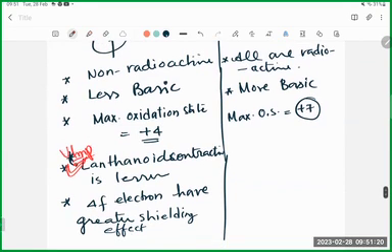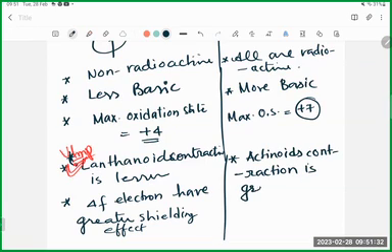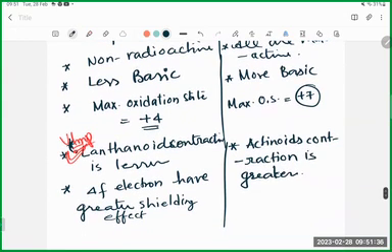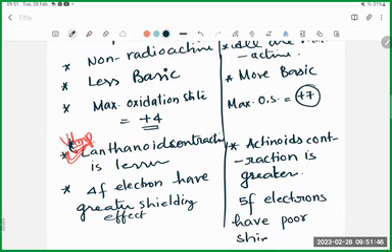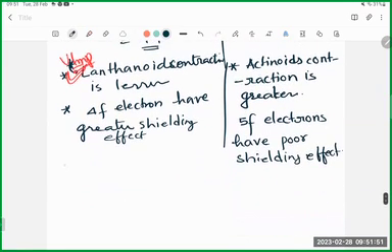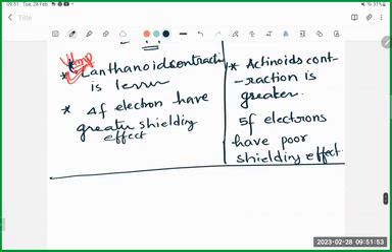Now here, what we are seeing, actinoid contraction is greater. Why is it greater? Due to very poor shielding. 5f electrons have poor shielding, right? Is it clear?